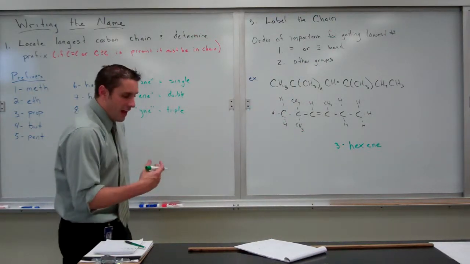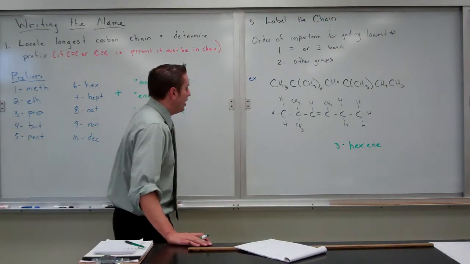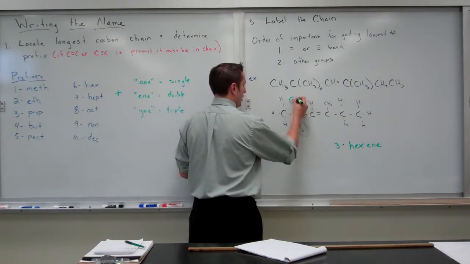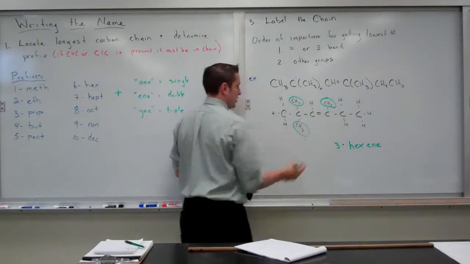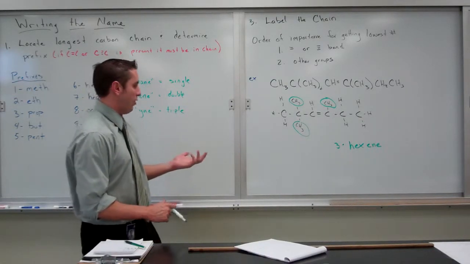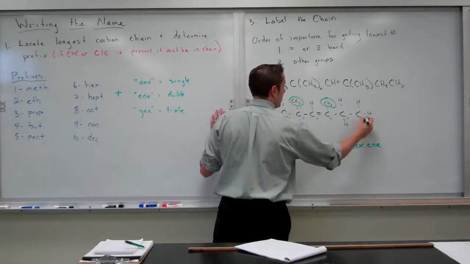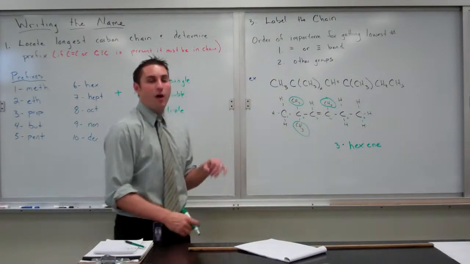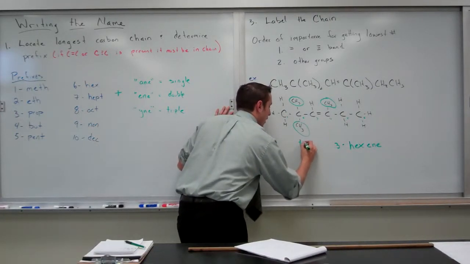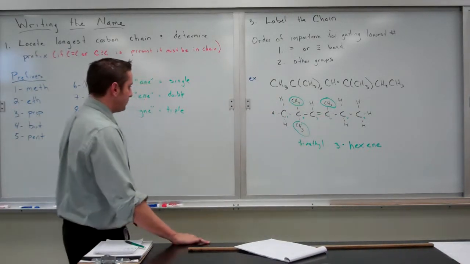Then I have to put my substituent groups in front of it. So I start looking for substituent groups. Well, here's a CH3, here's a CH3, here's a CH3. Those are all the same group. They are called methyl. And the catch is, I don't just have one methyl, I have three. So that means I'm going to write trimethyl for my name in front.